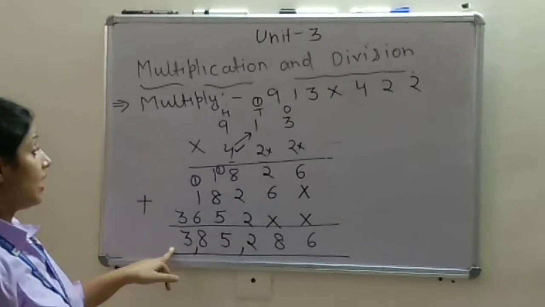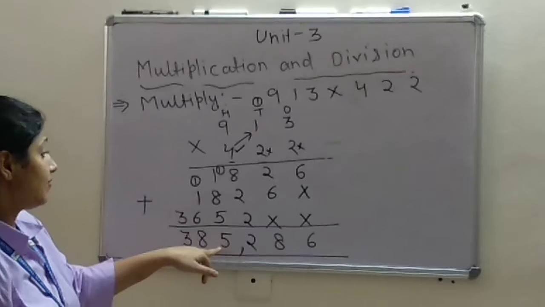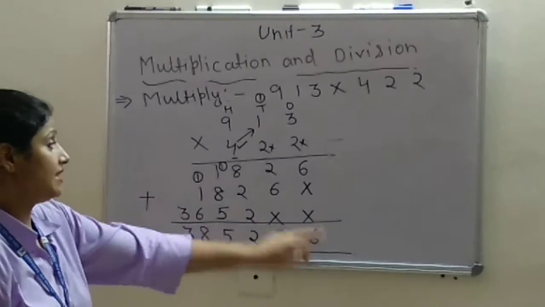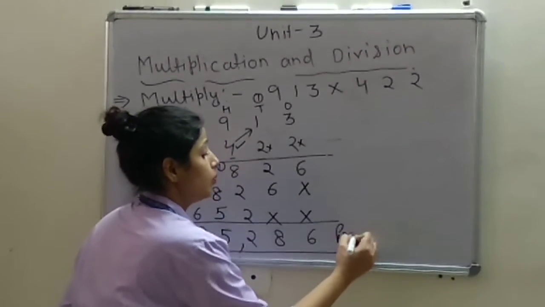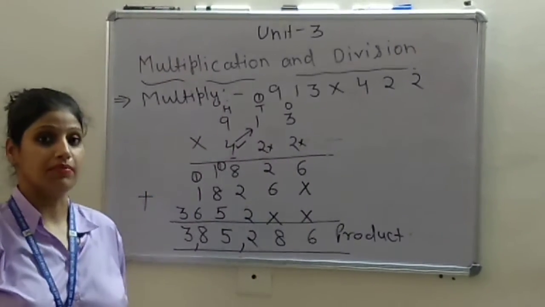So the product of these two numbers will be 3,85,286. Alright, this is your product. So hope you have understood the multiplication of bigger numbers. Alright.